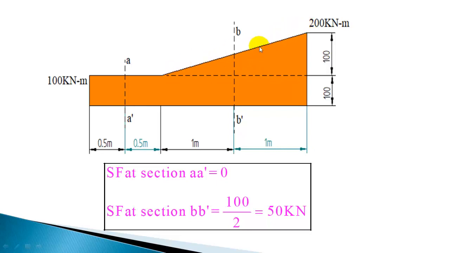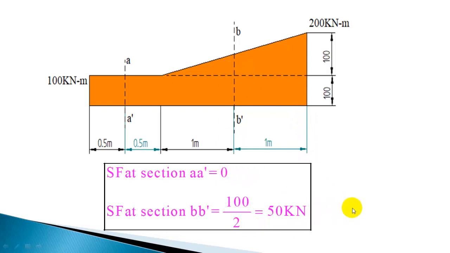So slope of this is 50 kilonewton, and anywhere you take, not only at this particular location 1 meter away, anywhere in this section the slope is going to be the same, and shear force is going to be constant from here to that end, 50 kilonewton. So at section A you have 0 shear force, and at section BB you have 50 kilonewton. So shear force diagram will be 0 here and a constant value of 50 kilonewton for this part. So the option is 0 and 50 kilonewton.